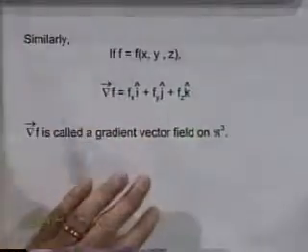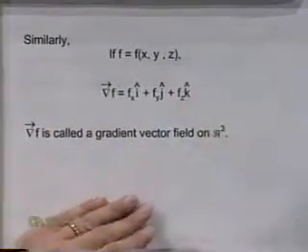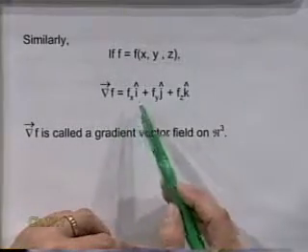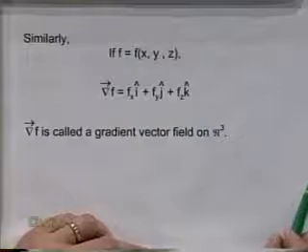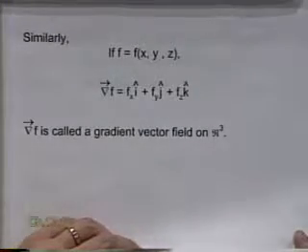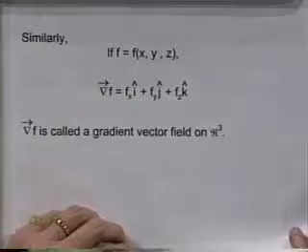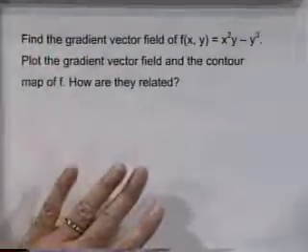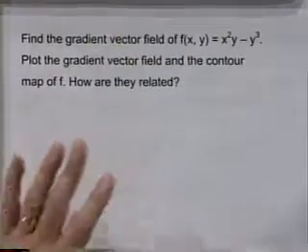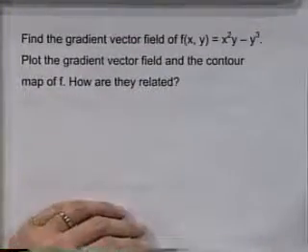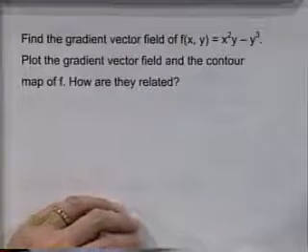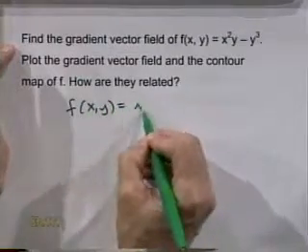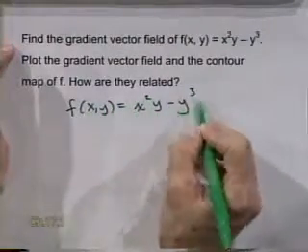Similarly, if your scalar function is f of x, y, z, the gradient of f is the partial of f with respect to x, i, plus the partial of f with respect to y, j, plus the partial of f with respect to z, k. Gradient f is called a gradient vector field on R3. All right? Okay, now let's look at this. Find the gradient field of the function f of x, y, which equals x squared y minus y cubed. Now notice, f of x, y is x squared y minus y cubed.